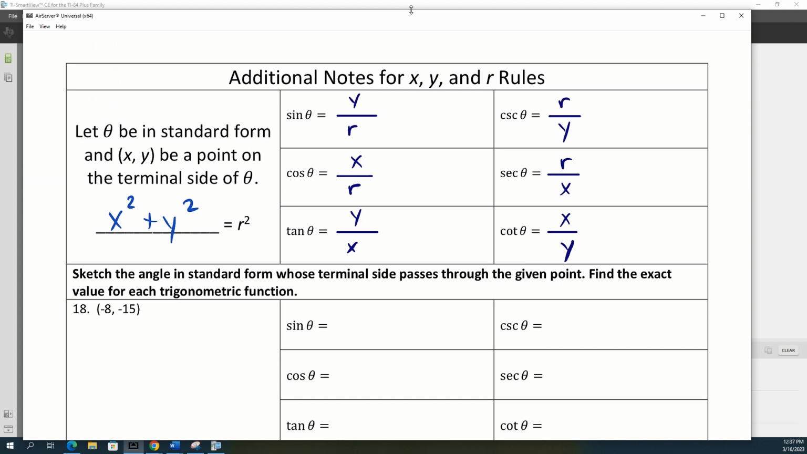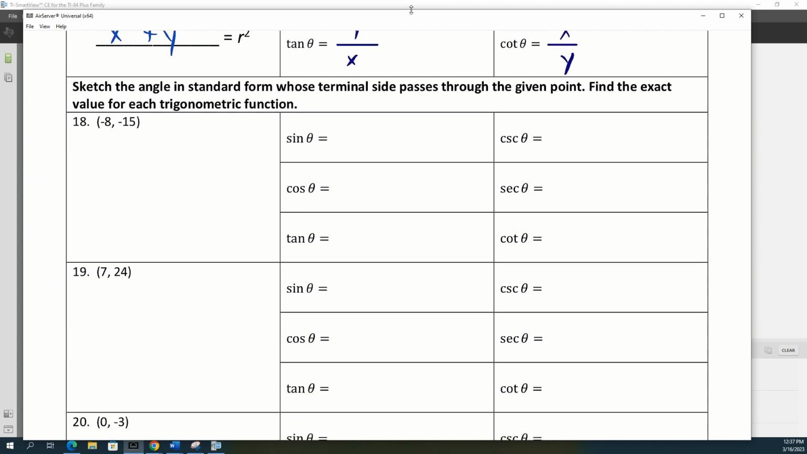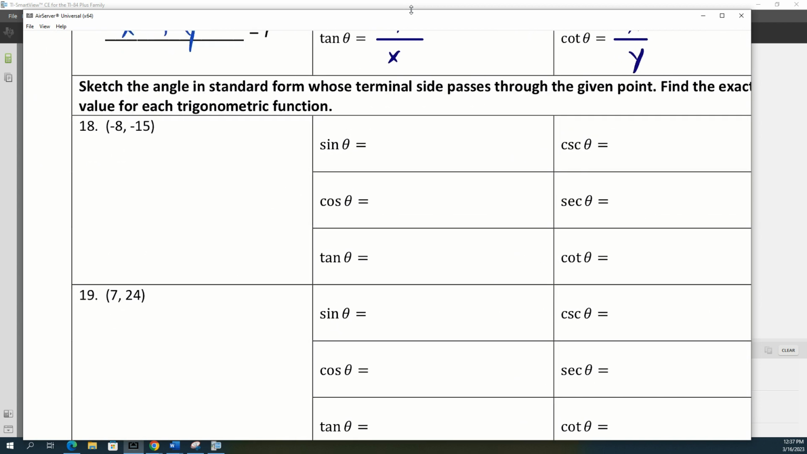Okay, so the directions are the same. I just made them identical to what we just did. We're going to do 18 and 20 together, and then 19 and 21 will be part of your homework. All right, so 18, we are going to graph the point -8, -15. We're not going to be super worried about making it accurate. We're just going to kind of in our head go 8 left, down 15. We'll say it's right there.